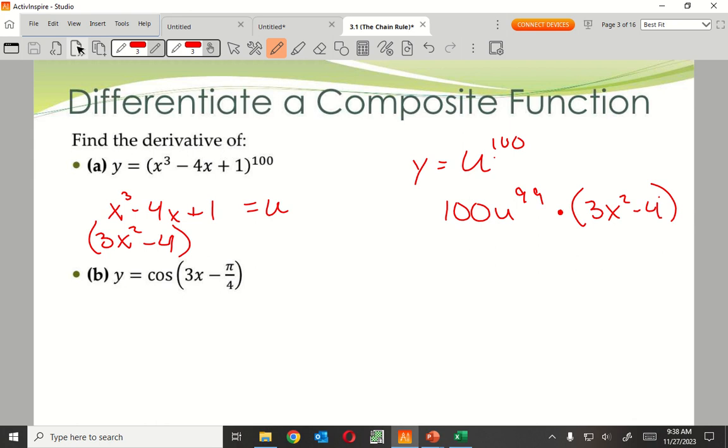So right now it's u, right? We use u over here. Now let's put that back in. So what does u represent? Cube minus. Yeah, it's that. So it's going to be 100 parentheses x cubed minus 4x plus 1 closed raised to the 99 times 3x squared minus 4. And that is my y prime.